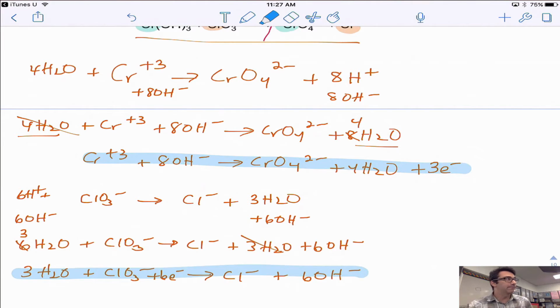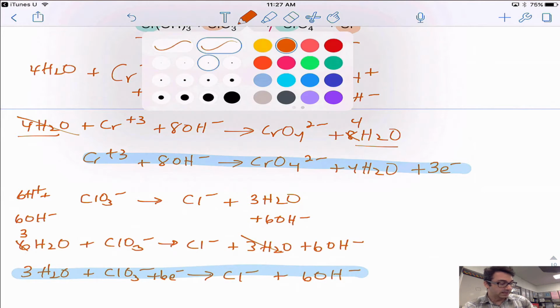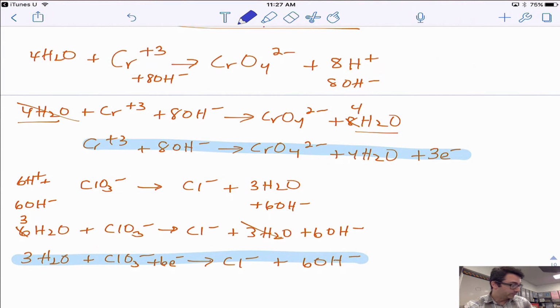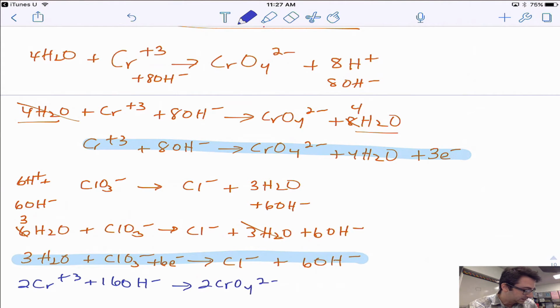But before I add them together, I need to make sure that, in fact, I have the same number of electrons being lost and gained. And so I will now multiply the top reaction by 2. When I multiply the top reaction by 2, I'm going to do that in this nice blue color here. I can put that down below, and I'm going to get 2Cr3+ plus 16 OH- yields 2CrO4 2- plus 8 H2O plus 6 electrons.